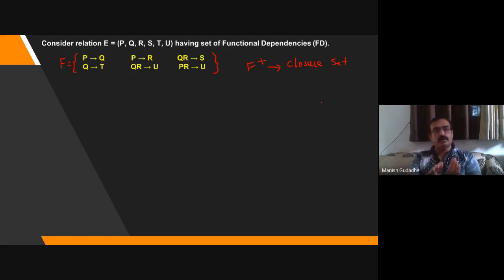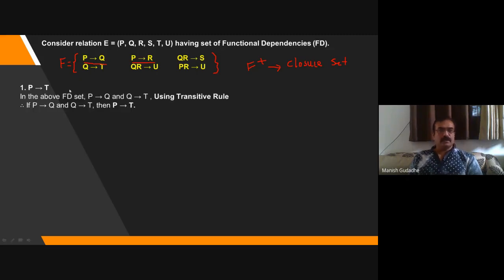Closure set is different. Like for this set, I am finding a closure set. Likewise, for every attribute also, I can find a closure. That is called attribute closure, which we'll see in the next lecture. This is a closure set. With the help of different axioms, we can find it. Here we can simply say that P determines Q and P determines R. The union rule will say that P determines QR. That way you are supposed to calculate.